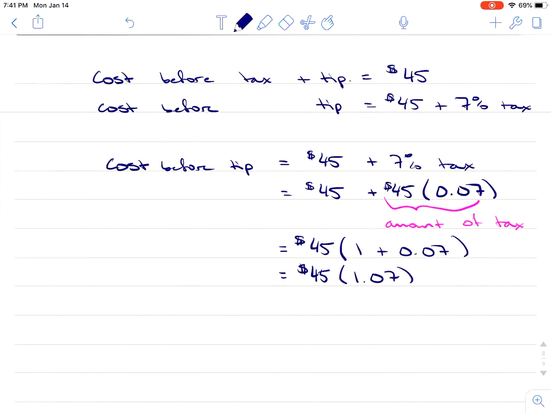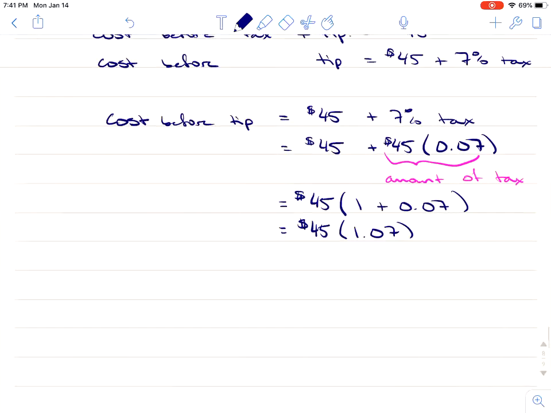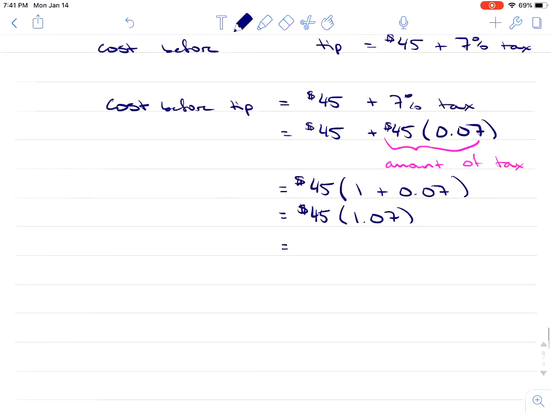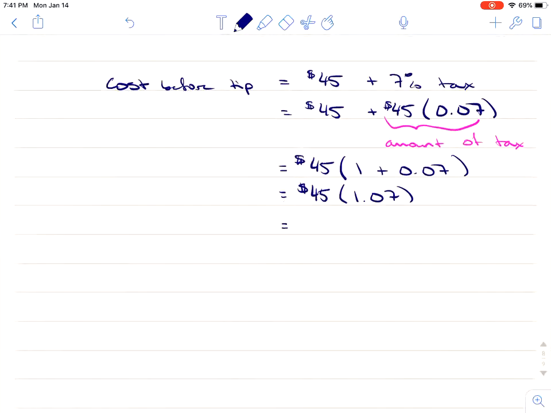I think most things, do we pay 12% tax here? I think so. So usually if I'm in the store and I want to know how much something is after tax, I'll take the price, multiply it by 1.12, 12%, and that's the total after tax. So here, 45 times 1.07 is 48.15.